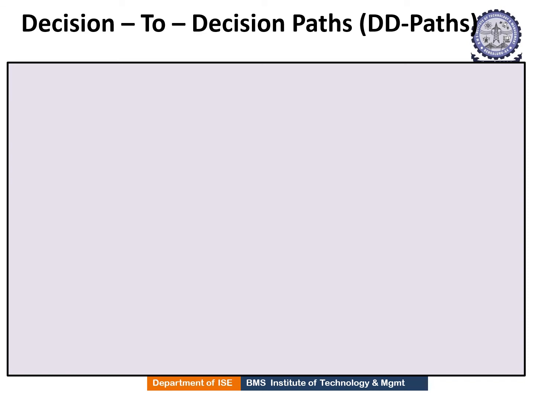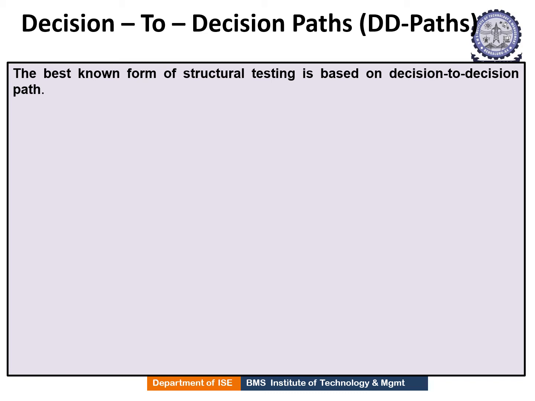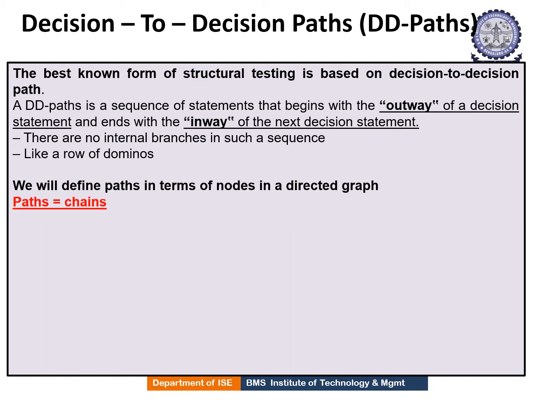Now we'll see decision to decision path. This is very important, decision to decision. The best known form of structural testing is based on decision to decision paths. A DD path is a sequence of statements that begins with the out degree of a decision statement and ends with the in degree of the next decision statement. There are no internal branches in such a sequence, like a row of dominoes. We will define paths in terms of nodes in a directed graph, where paths are equal to chains.